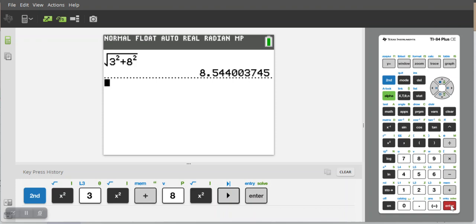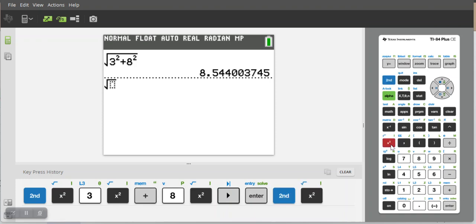The other way you might need the Pythagorean theorem is if you know the hypotenuse and one of the legs and you're trying to find the other leg. So let's say we had a right triangle where the hypotenuse was 8 and one of the legs was 3. Well, if that's the case, we have b squared equals c squared minus a squared, and so b is the square root of c squared minus a squared. So I would set that up a little bit differently.